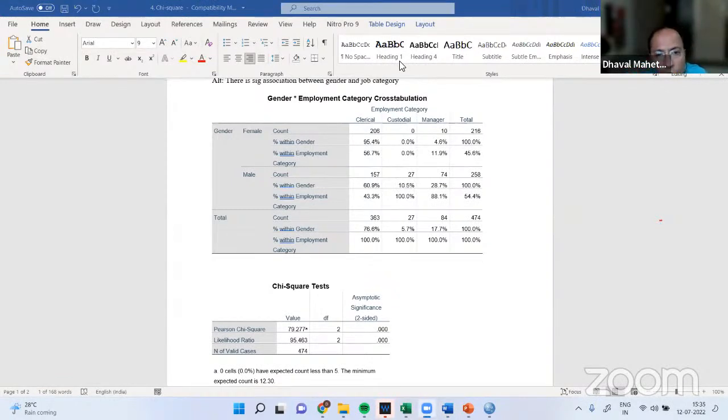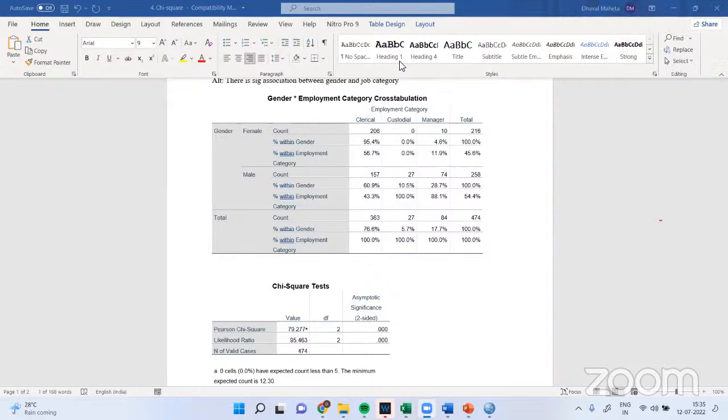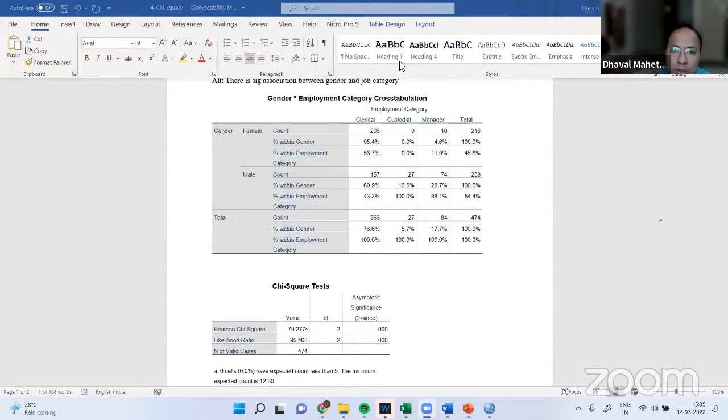Clear? Shall I move to the next level now? Is it clear? Yes, sir. Any questions are there? Please ask. Please save this file as the chi-square interpretation. Now your homework for today, sir, is it no significant association? Interpretation in short, please. Okay.